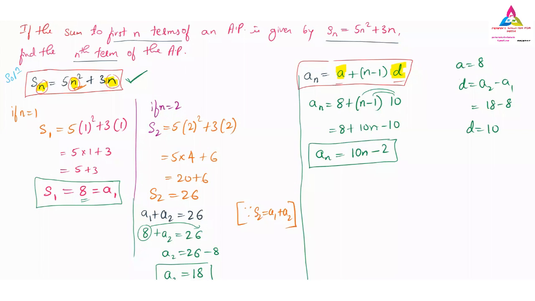I already told you we don't know which term we are going to find, so it will be in the form of N itself. It won't change. It will remain as AN itself.